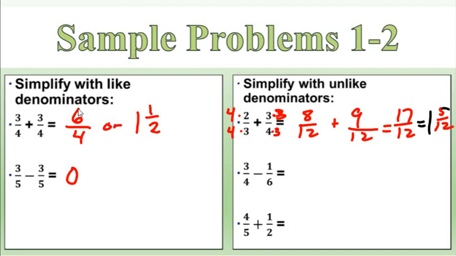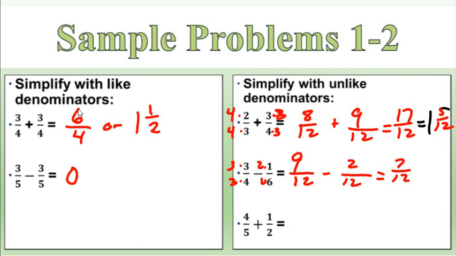Next one, 3/4 minus 1/6. Common denominator again is 12. So I have two fractions that have a denominator of 12. I need to multiply 4 by 3 to get 12. 3 by 3, that gives me 9. 1/6 multiplied by 2 halves, so that would be 2/12. Subtract them and you get 7/12.